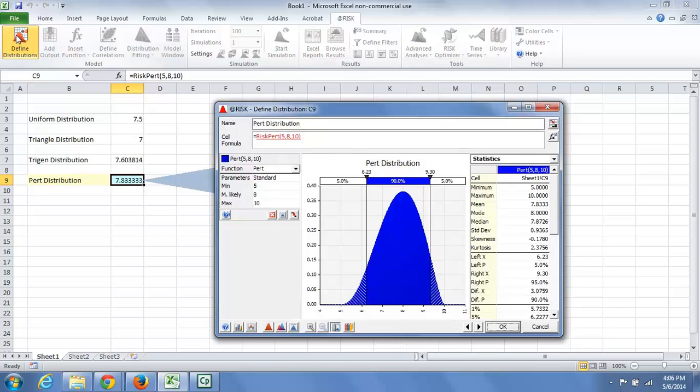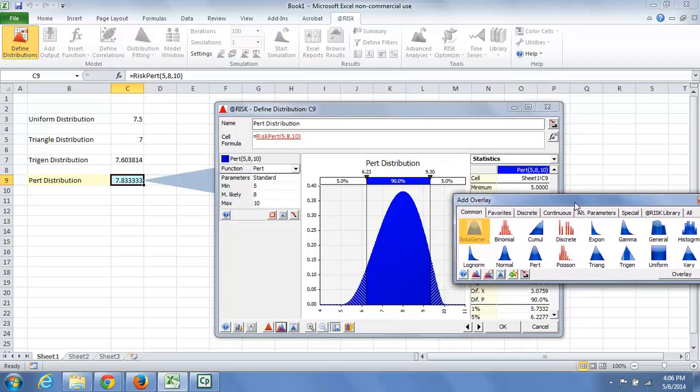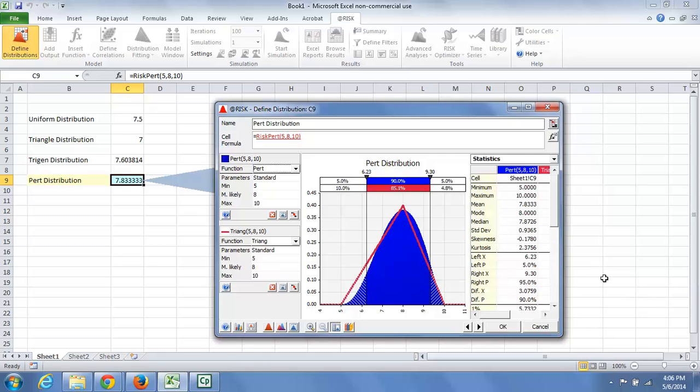It's an alternative to the triangle, so let's take a look at what this would look like compared to the triangle. I'm going to add an overlay by clicking on this Add Overlay, and I'm going to choose a triangle here. And now let me close this. And you can see that the triangular distribution with the same parameters puts more weight on the values in the tails and less weight on the values at the shoulders of the distribution. The shoulders would be this area here around the mean, around the expected value.